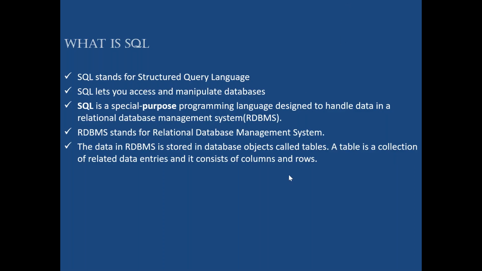A table is a collection of related data entries. One customer's details is nothing but one entry in the table. It consists of columns and rows. Columns are CID, C name, C location. When it comes to rows, one customer ID, one customer's details is nothing but one row.